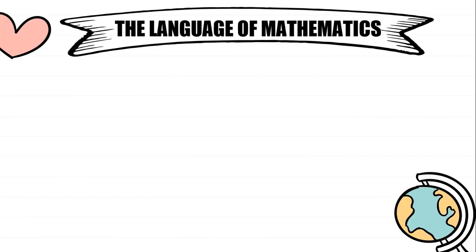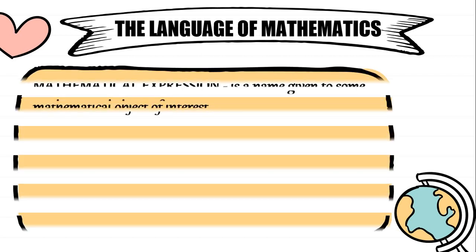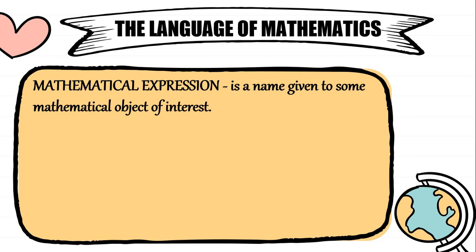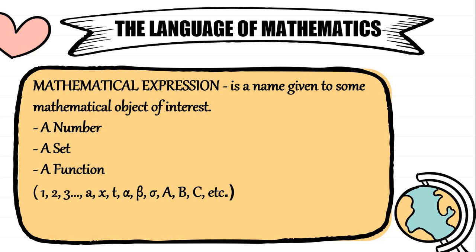Okay, so let's proceed to the language of mathematics. Let us first deal with mathematical expressions. A mathematical expression is a name given to some mathematical object of interest. This object of interest may be a number, a set, or a function. I know that you are very familiar with this. A number or real numbers, a set of objects, a function can be a mathematical object of interest. For example, we have the counting numbers 1, 2, 3, and some of the English alphabet letters, Greek alphabet letters, whether capitalized or not. These symbols may be used as our mathematical expressions.